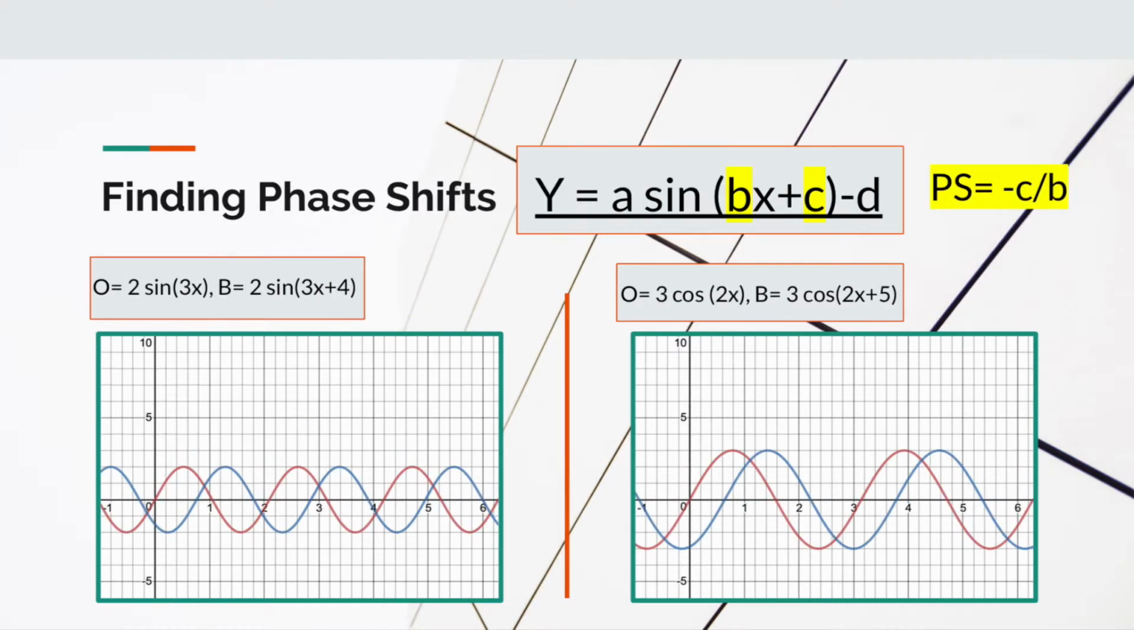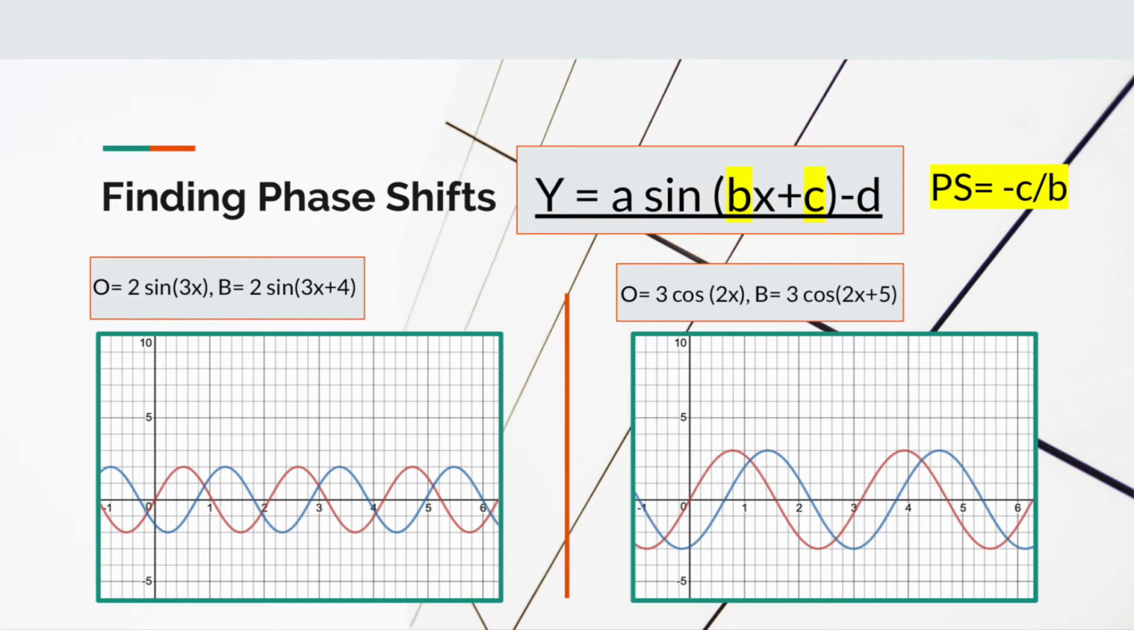Now that we've covered amplitude and period, let's learn how to find phase shifts. Let's take a look at the graph on the left. The orange wave is 2 sine 3x, and the blue is 2 sine 3x plus 4. If we look at the highlighted formula, we see that the phase shift is negative c over b. So if we look at our formula to the left, we see that c is the value that follows x, and b, like we learned earlier, is the value before x. So if we look back at our graph, we see that our phase shift will be negative 4 over 3.